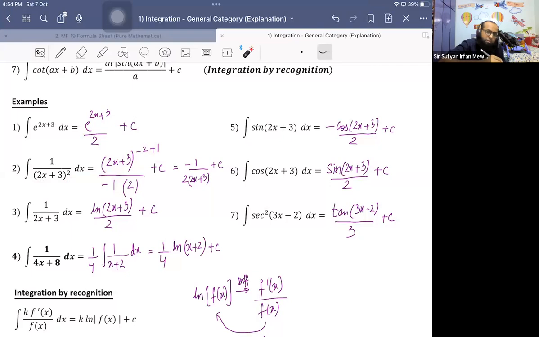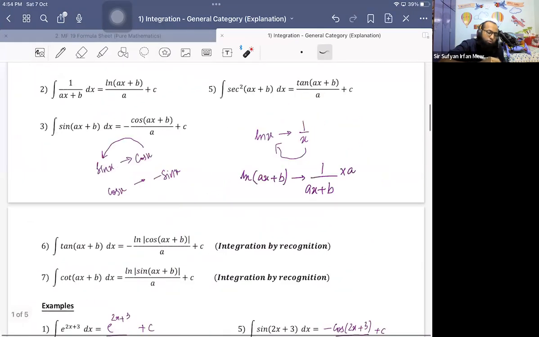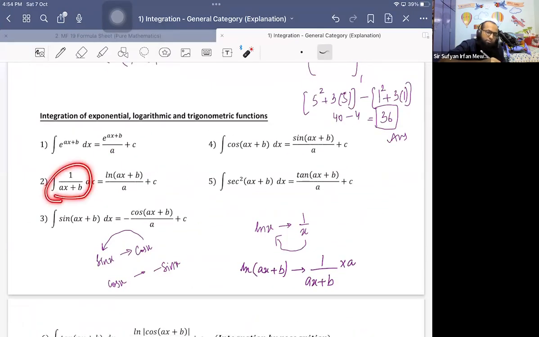Now the question is, sir, if there is 2x plus 3 in the denominator, shouldn't we do the same as we have done in example number 2? Now there's something interesting that I have to tell you. If you check out the rule 1 upon ax plus b, I have not guided you to take it to the numerator, add 1 to the power and divide the new power. Why? Because I know that this particular thing gets converted to ln.